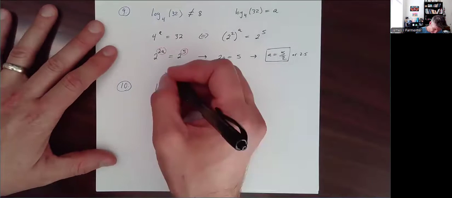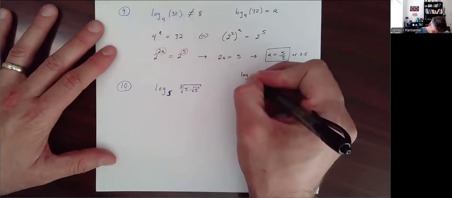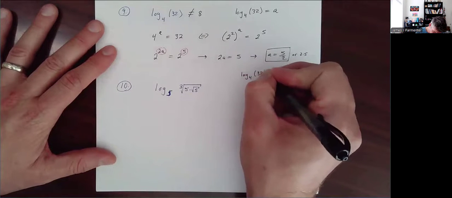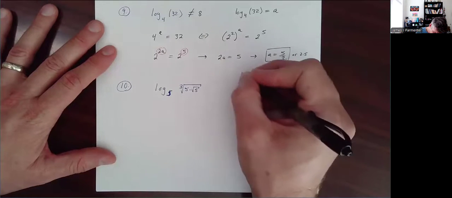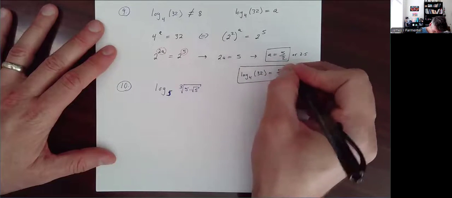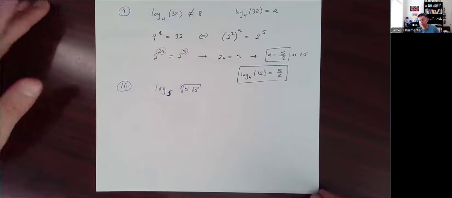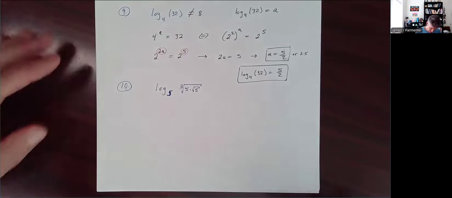And then I would probably go back and say, so that means log base 4 of 32 is equal to 5 halves. Probably not super necessary, but not worthless.